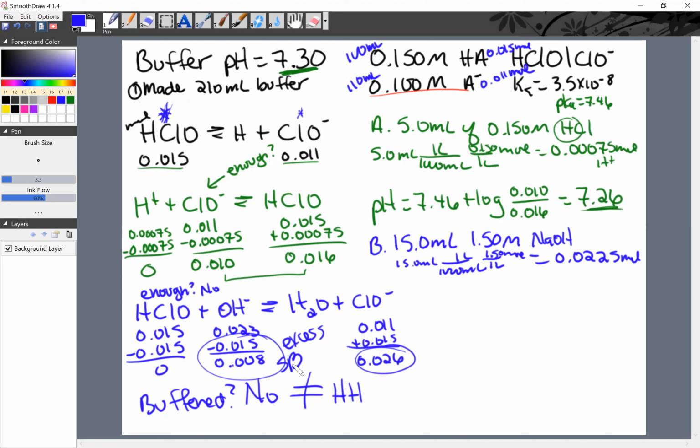All right, so I have excess strong base, so I can just take the negative log of it, but I can't take the negative log of a mole. I have to take it of a molarity. So what's my volume right now?